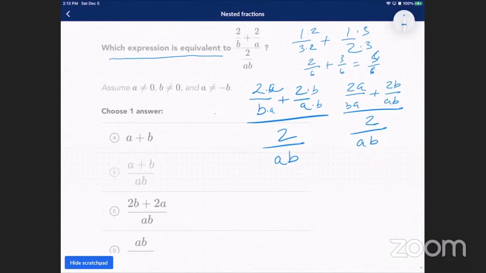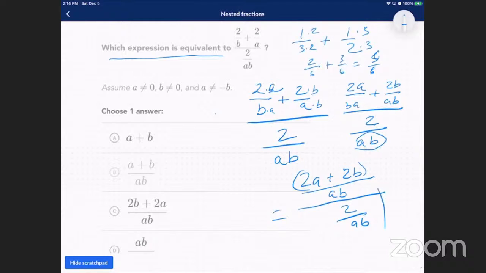Then we would do the same thing, I guess, for here. Well, actually, first we would do this one first. So we would end up with 2a plus 2b all over ab. And then we would have 2 over ab. So now if we have this, then we can do the next piece, which would be to pull the 2 out, right?